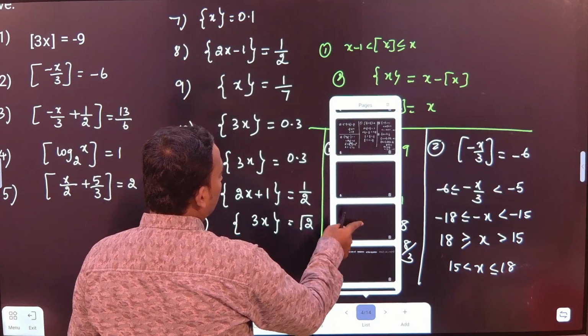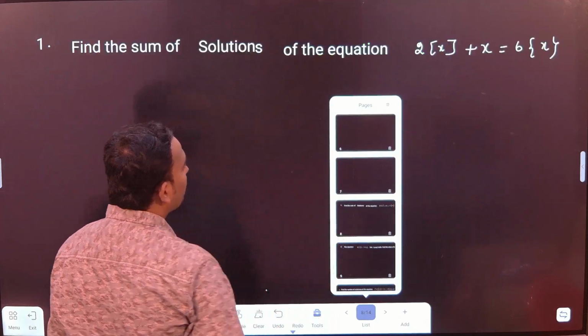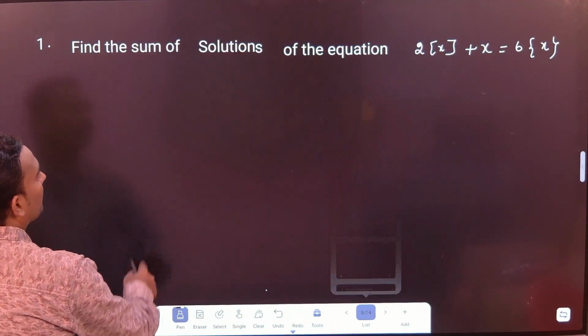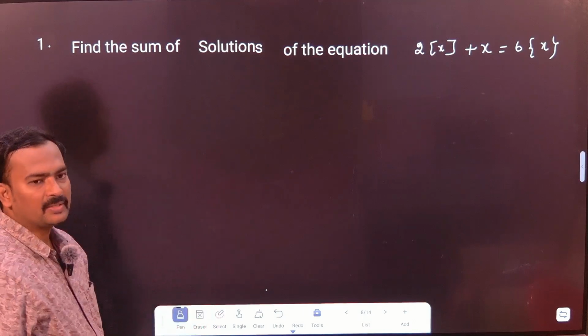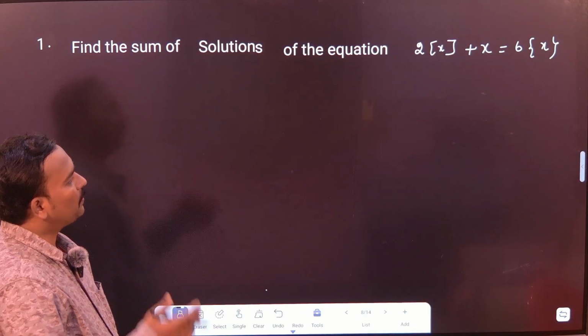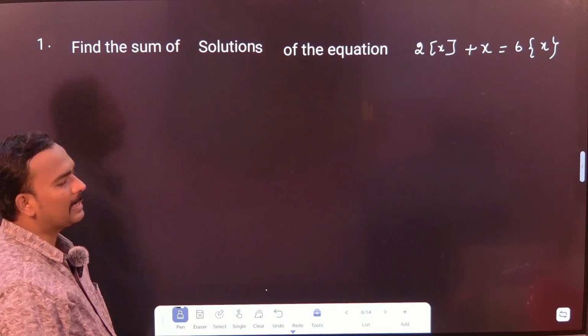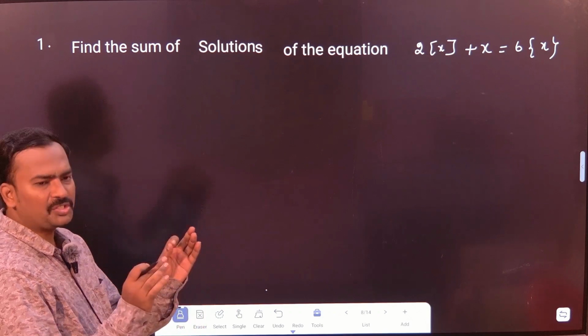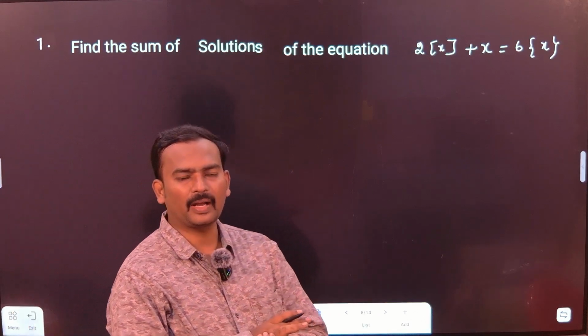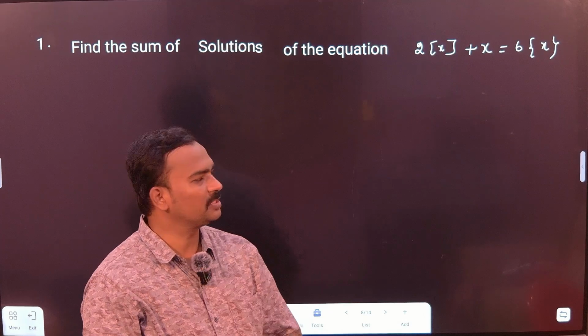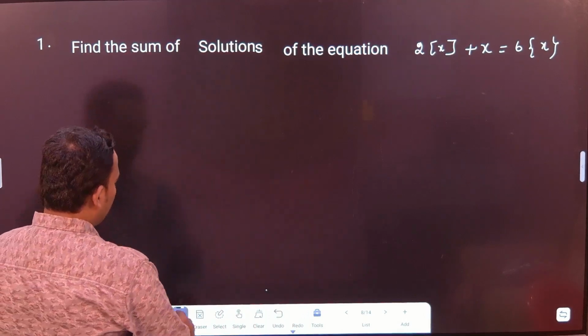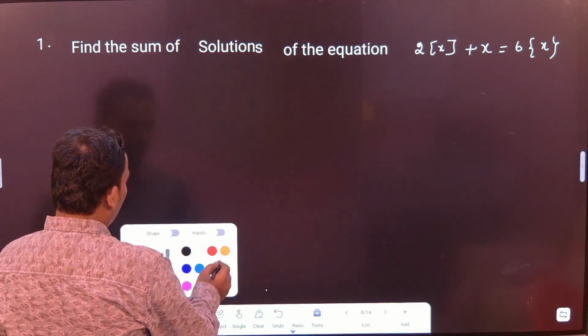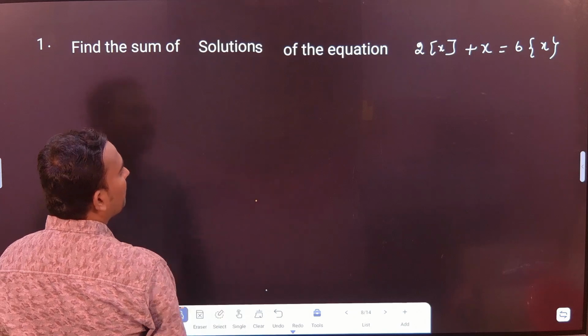Okay, let me take the first question here: 2 times the greatest integer function of x plus x is equal to 6 times the fractional part function. I'll teach you a very interesting method. You can easily solve it algebraically and graphically also. First I will teach you the algebraic way.